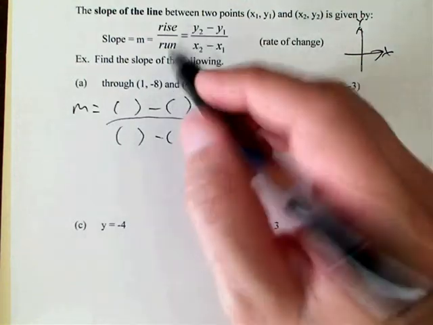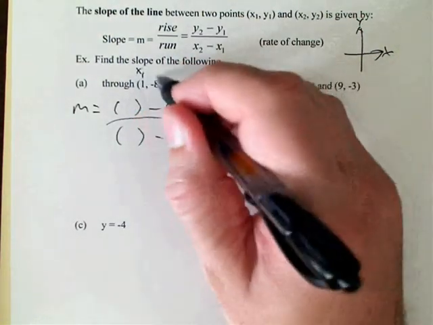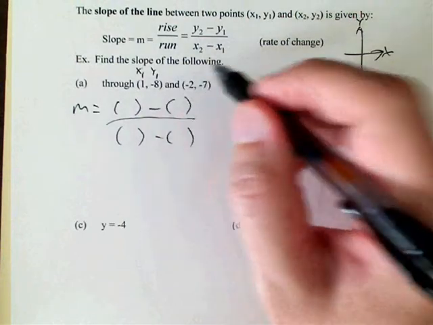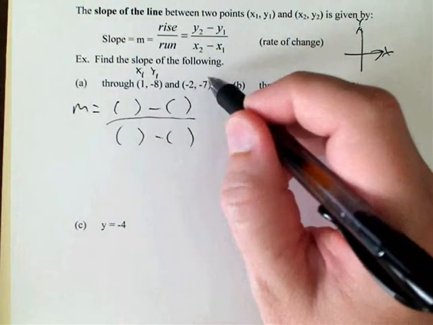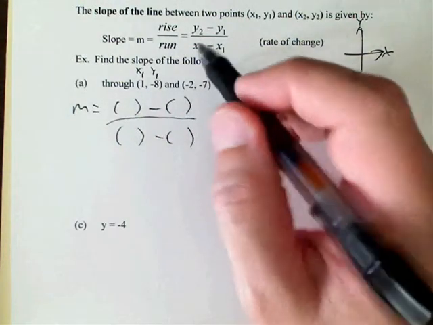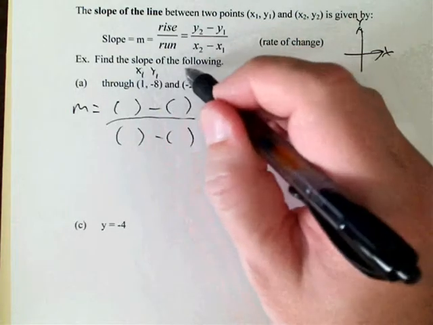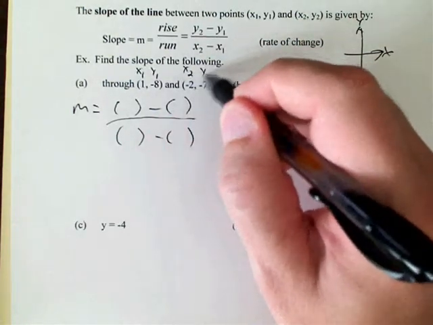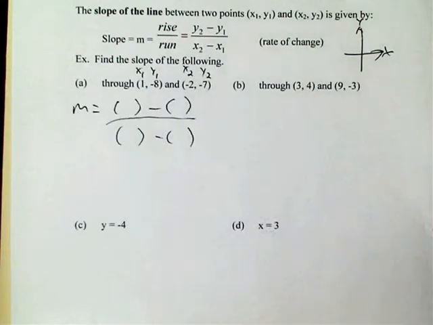So if I call this the next one, this must be y1. Now if that were x1, then that would have to be y1. But since I've already got x1 and y1 labeled, that means that this has to be x2, y2. It's a big deal not to mix and match.